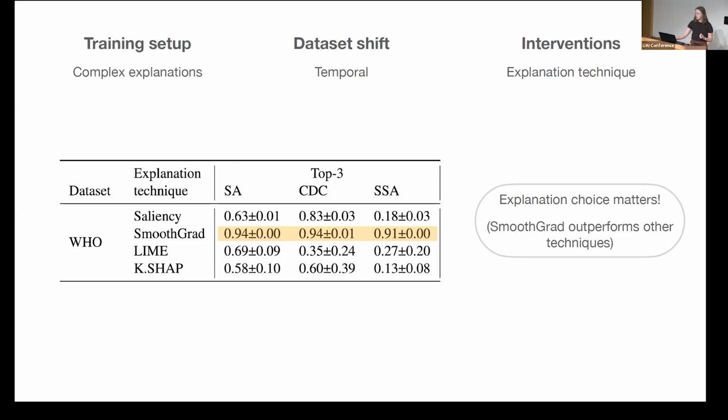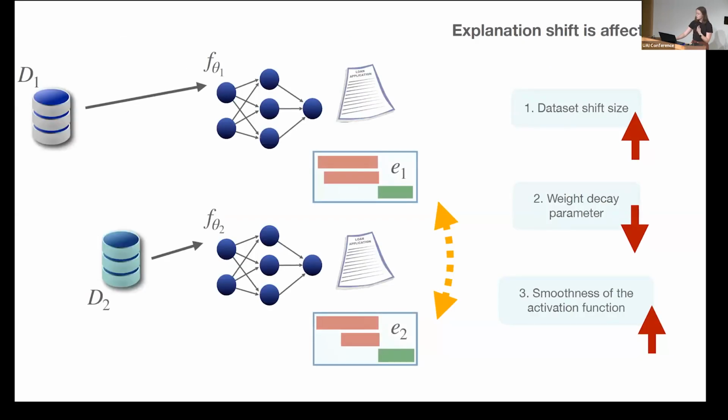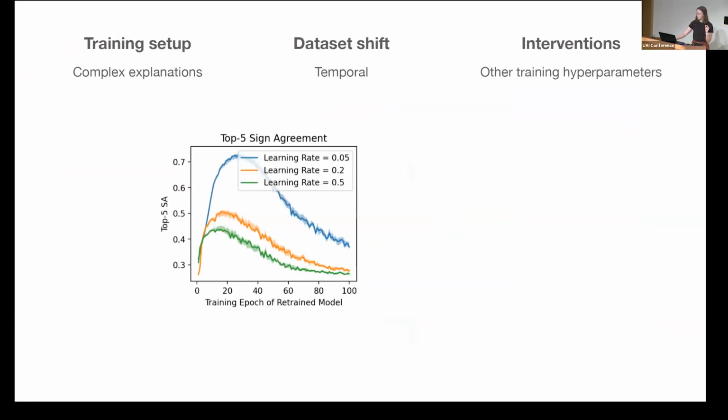We have data for the temporal shift here. So what we see is that smooth grad outperforms all of the other metrics on sign agreement and also other metrics that I didn't define here. So the explanation choice also really matters. So we've talked about all of these factors that we identified theoretically, but what about other training choices? So we have like learning rate, epochs, etc. I'm going to give just a small set of our results here.